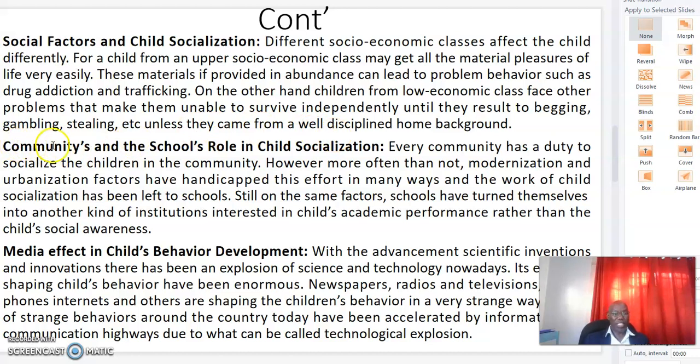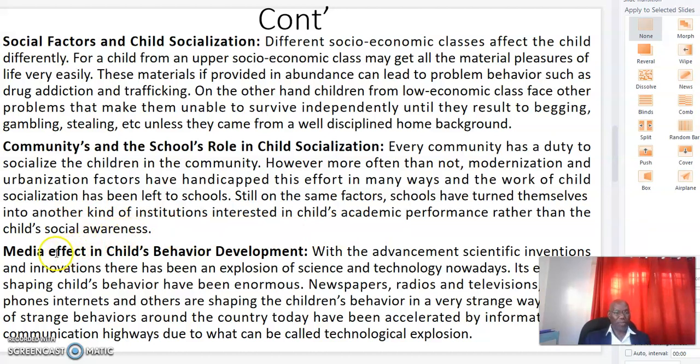The other problem is the community and school role in child socialization. Every community has a duty to socialize the children in the community. However, more often than not, modernization and urbanization factors have handicapped this effort in many ways, and the work of child socialization has been left to schools. Still, on the same factors, schools have turned themselves into another kind of institutions interested in the children's academic performance rather than the child's social awareness.